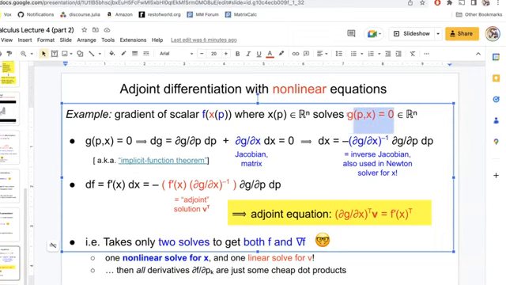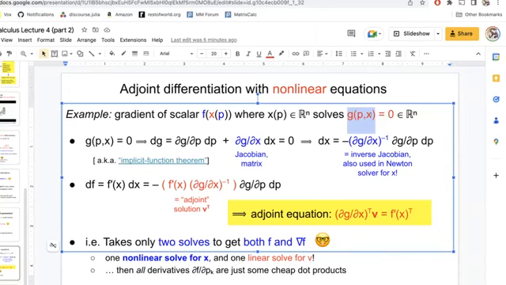So g is not a scalar here. It's an n component vector, right? It's exactly like what we talked about with Newton's method. So how would you solve this in the first place? You compute the Jacobian of this thing, and you do a sequence of linear solves to converge towards the solution. But now how do we take the derivative of f with respect to p? Again, we want to do the chain rule. So df is f prime of x dx. That's the derivative of f with respect to x. So f prime is still a row vector.